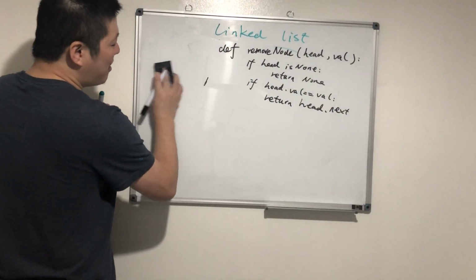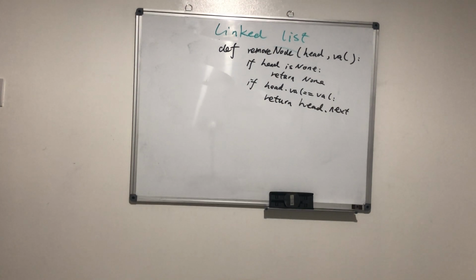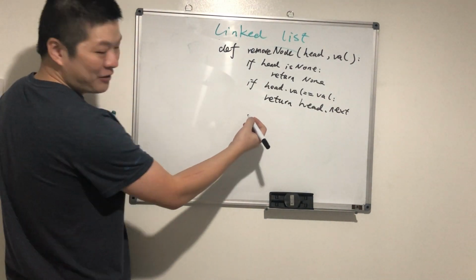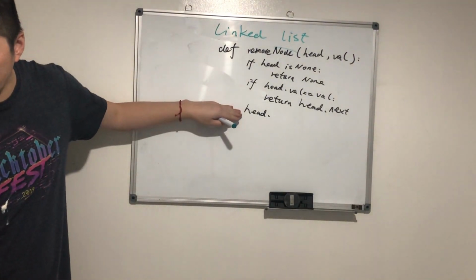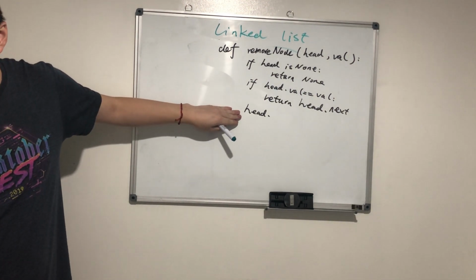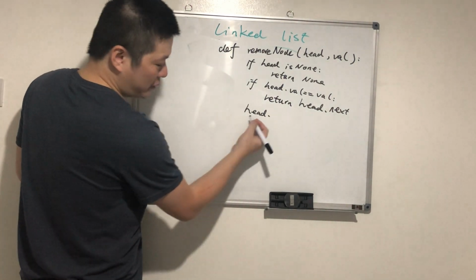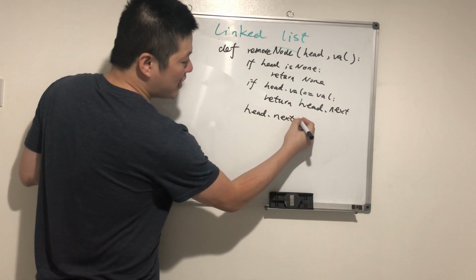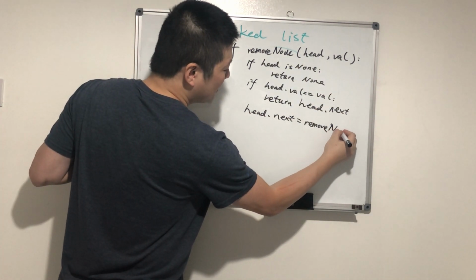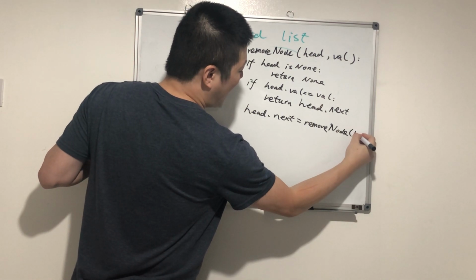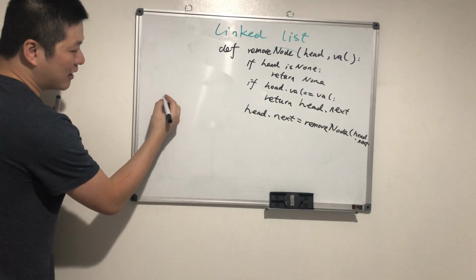Okay? So now what should we do now? We can do this in a recursive way. Look, at this point head is not the value we are looking for, so we should keep it. Remove node, bracket, head dot next. So recursively, you think about this. You need a closing bracket.